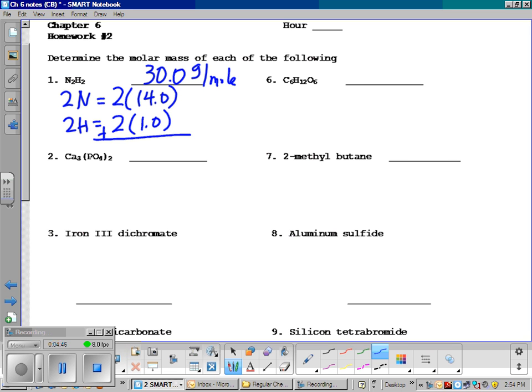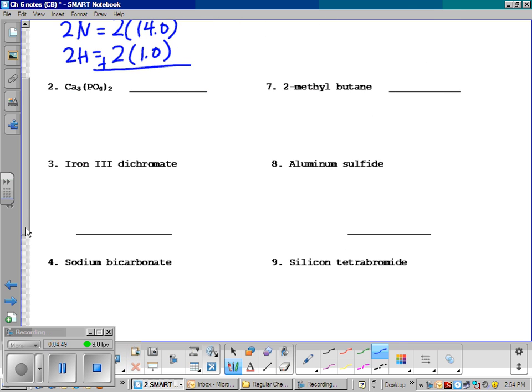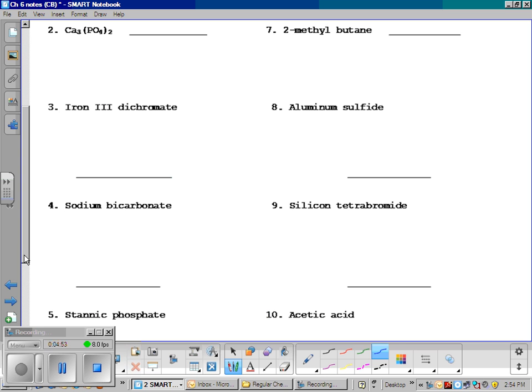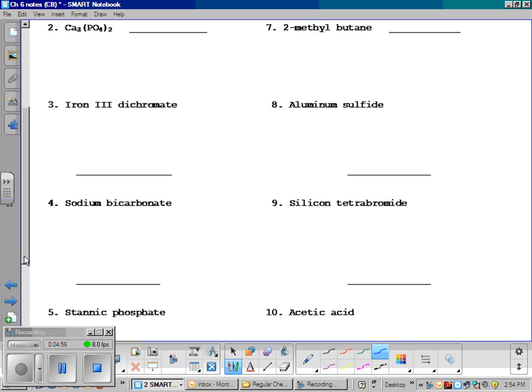I think the hardest part is going to be questions 3, 7, all of these down here, where you have to figure out the formula first and then go ahead, do your atom inventory, and then find molar mass.